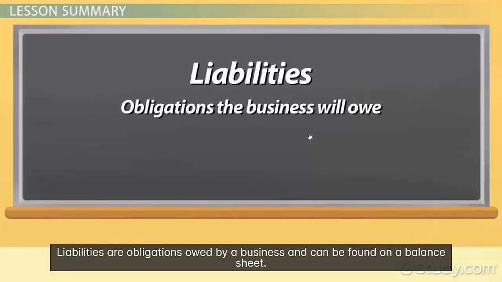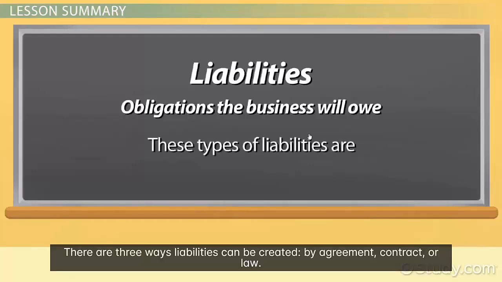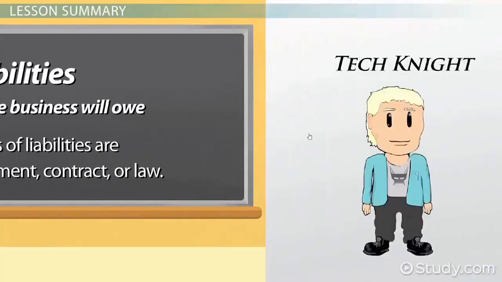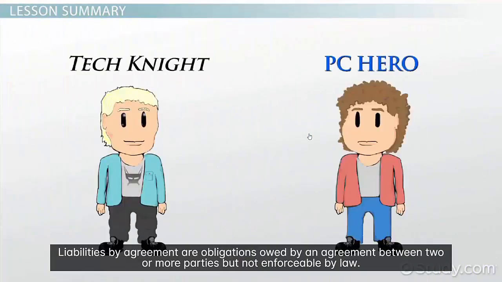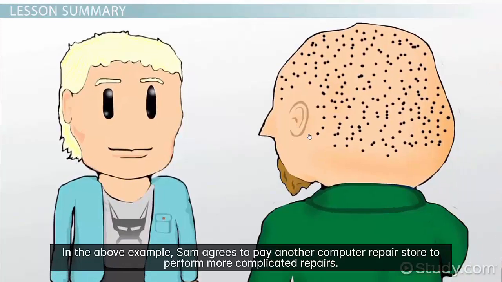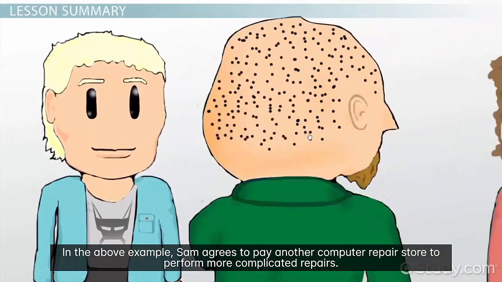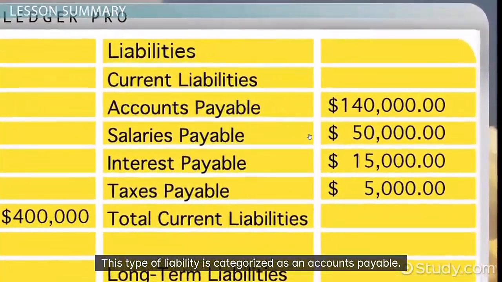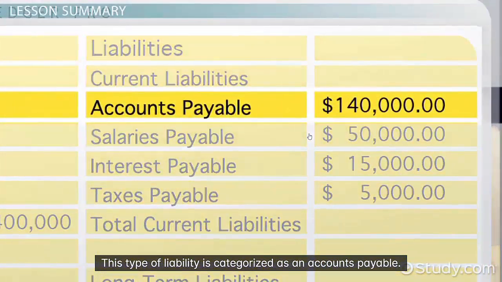Liabilities are obligations owed by a business and can be found on a balance sheet. There are three ways liabilities can be created: by agreement, contract, or law. Liabilities by agreement are obligations owed by an agreement between two or more parties, but not enforceable by law. In the above example, Sam agrees to pay another computer repair store to perform more complicated repairs. This type of liability is categorized as an accounts payable.